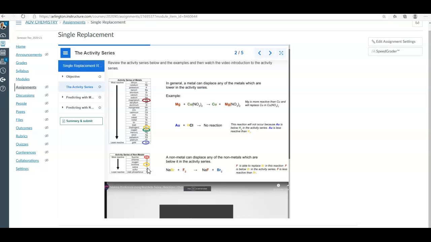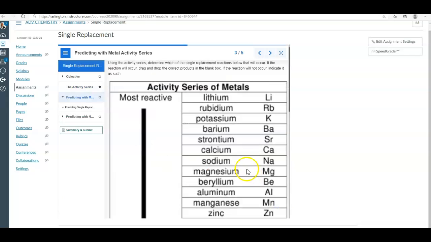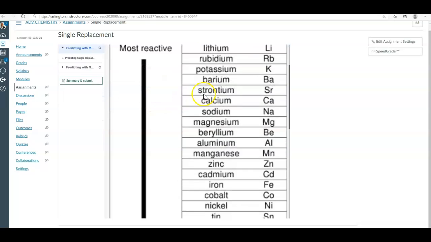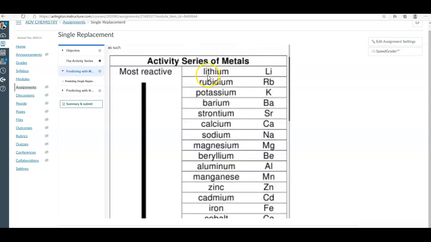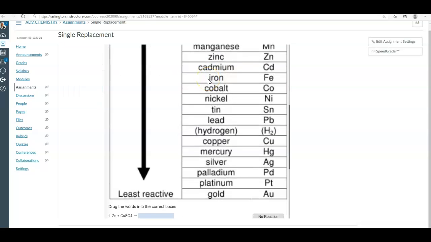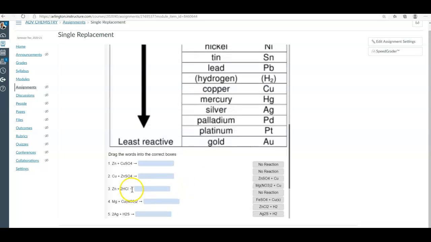That's basically how you use the activity series to predict if a reaction will occur. Now, let's look at an example of what we have here. Here you see all the elements arranged in the activity series for metals. The question says to drag the words into the correct boxes.